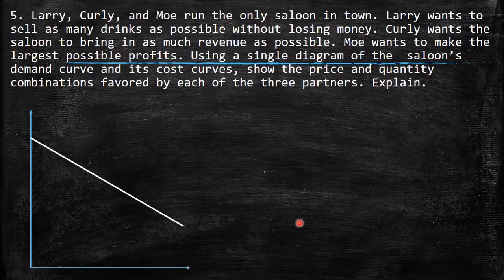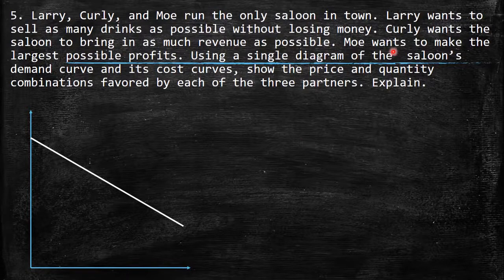Then we have the next point. Larry, Curly, and Moe run the only saloon in town. Larry wants to sell as many drinks as possible without losing money. So first, the idea is that we need to identify that in a single diagram and we need to identify the decision of each one. And then we need to verify, using the single diagram, the saloon's demand curve and profit, the price and quantity combination favored by each of the three partners.